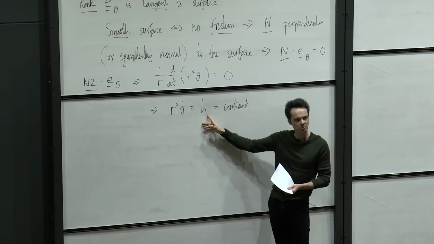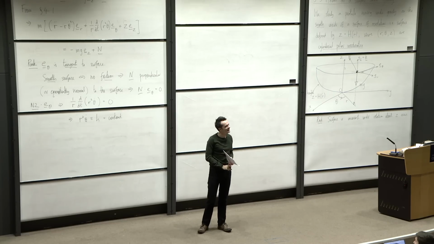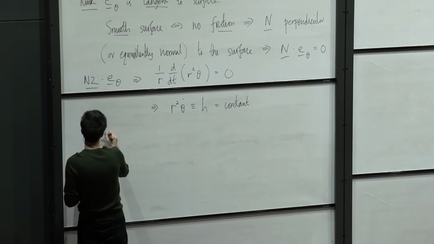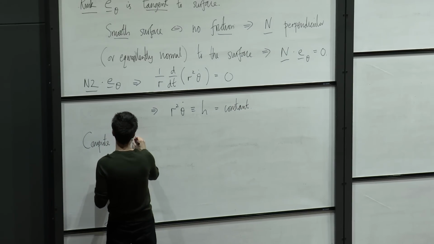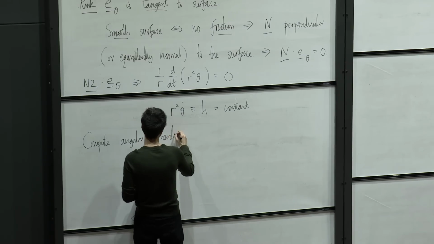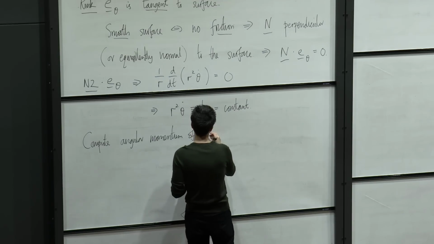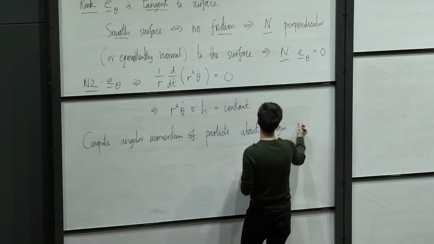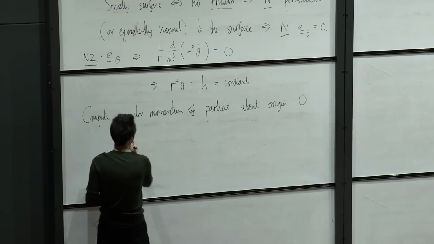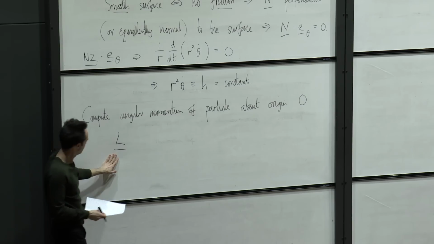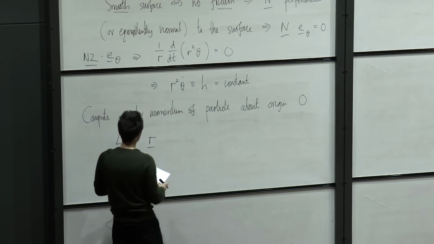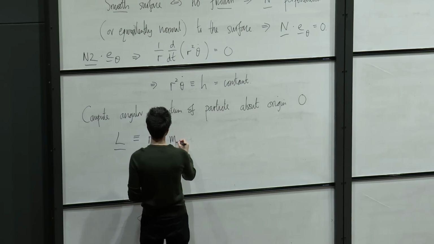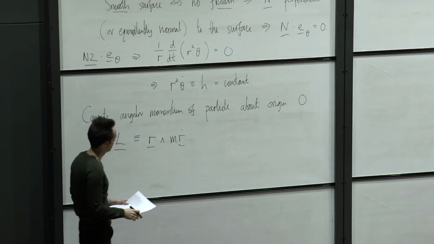We met this quantity little h briefly earlier, and there it was related to angular momentum. And that's also true here, and we can see that by computing the angular momentum of the particle about the origin O. So the angular momentum, that's a vector, L. It's defined as r, that's the position of the particle relative to the origin O, and then you take a cross product with the linear momentum of the particle, and that's just mass times its velocity, r dot.